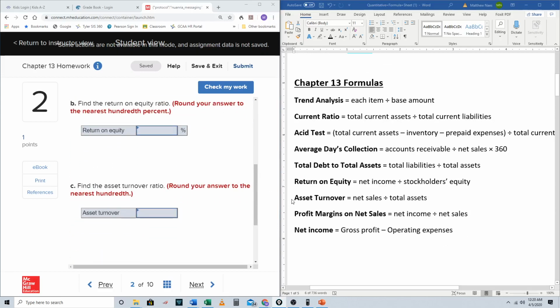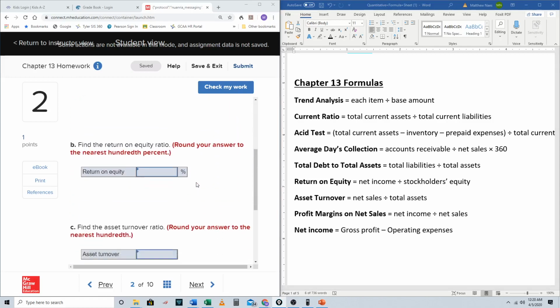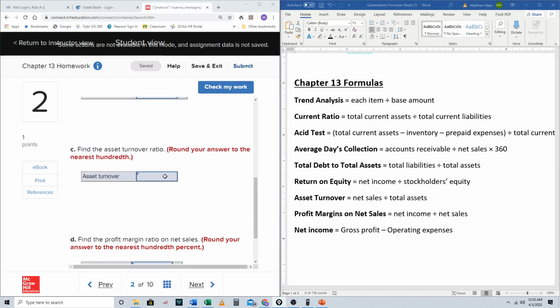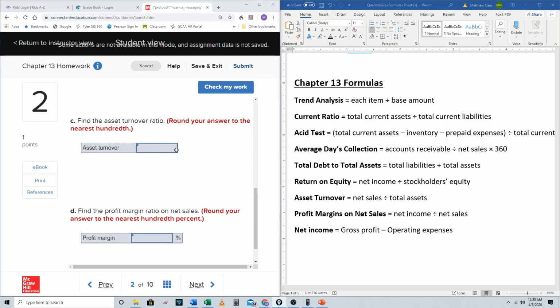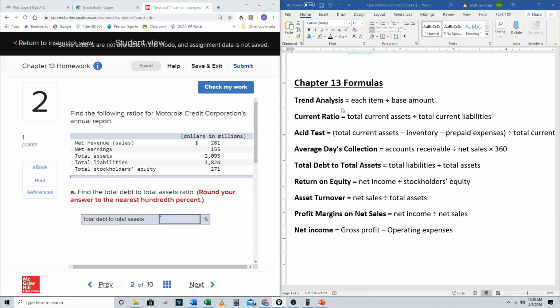Okay. Asset turnover ratio. So net sales over total assets. You have the information. See this, by the way, number C here is the only one you don't change to percent first. Number C has no percent symbol, so do not multiply by 100. Keep it as a decimal, round to the second decimal place. It doesn't say nearest 100%, it just says 100th. Everything else says 100%, so change to a percent first, then round. All right, profit margin ratio, net sales. Again, profit margin is net income over net sales. So all the formulas are right here.